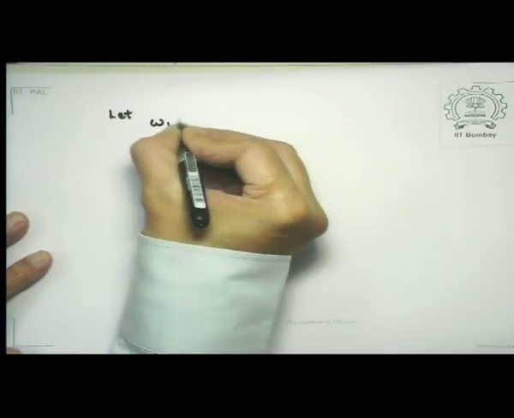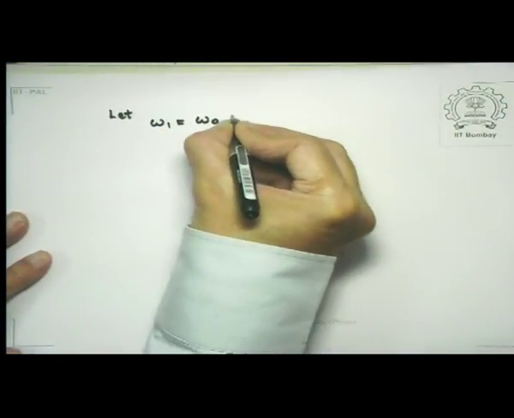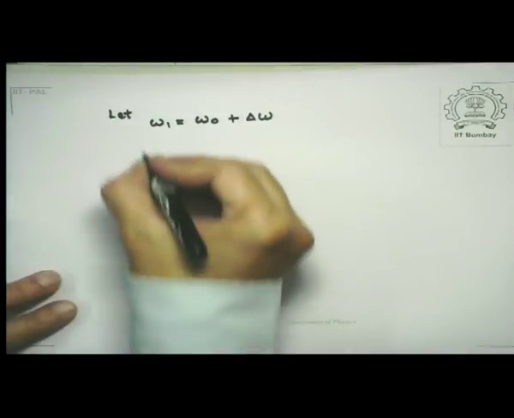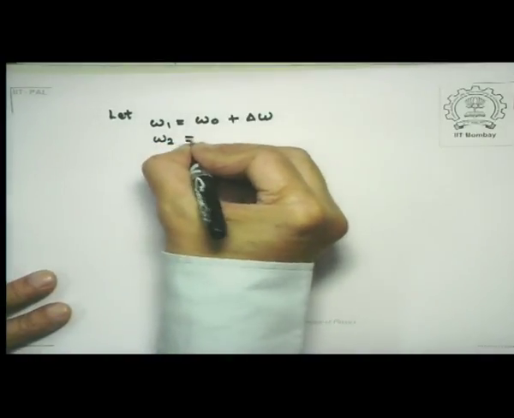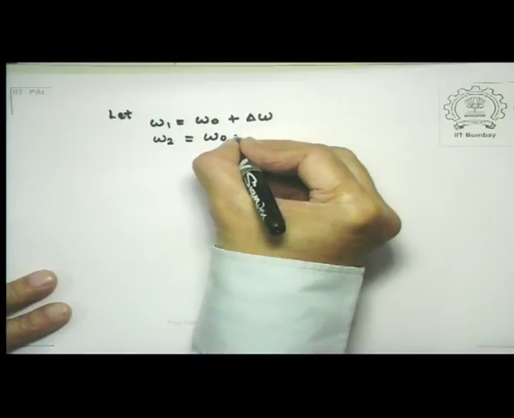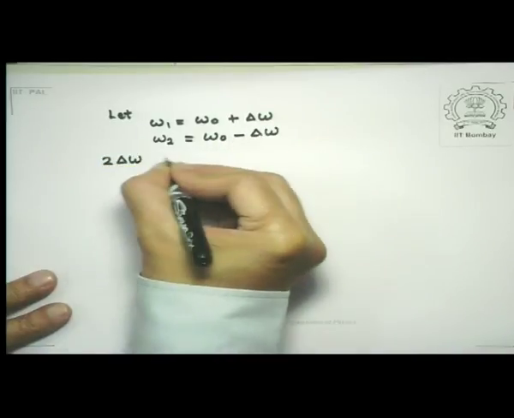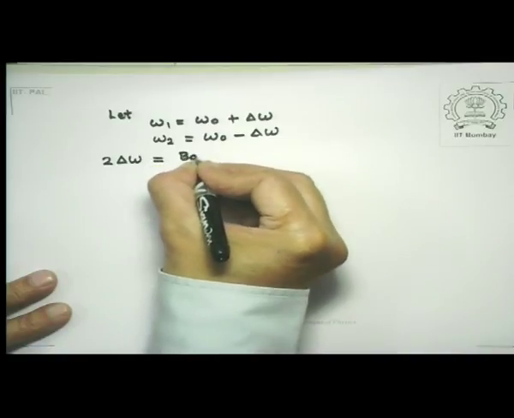So this is my definition of the bandwidth. Let me now do a little more quantitative calculation. Let us suppose omega 1 is equal to omega 0 plus delta omega. We had said this is the higher half power point, and omega 2 equals omega 0 minus delta omega. So I said that 2 times delta omega is my definition of bandwidth.